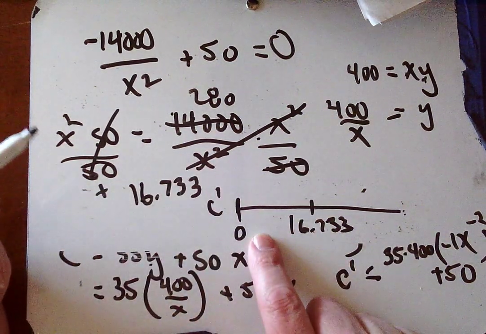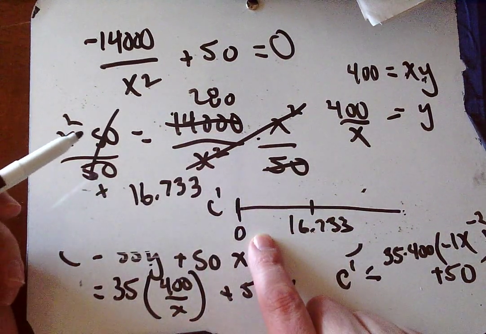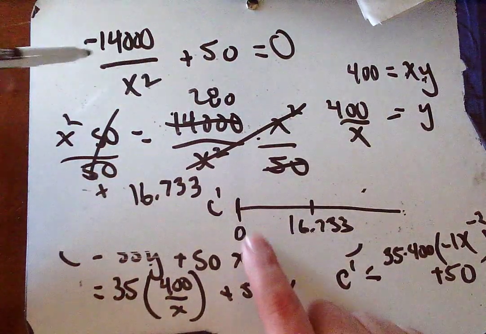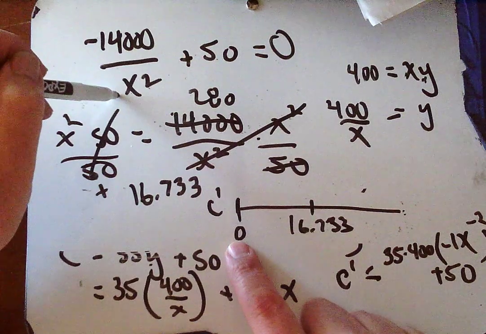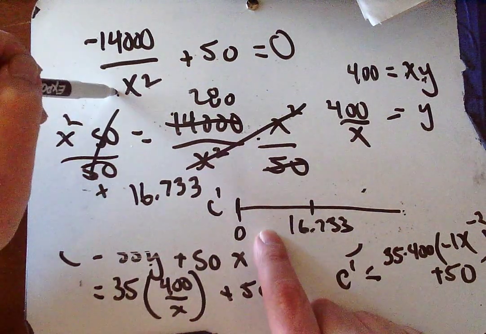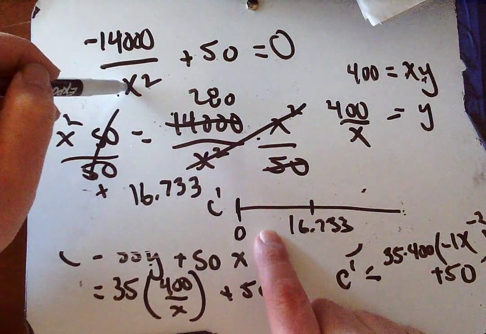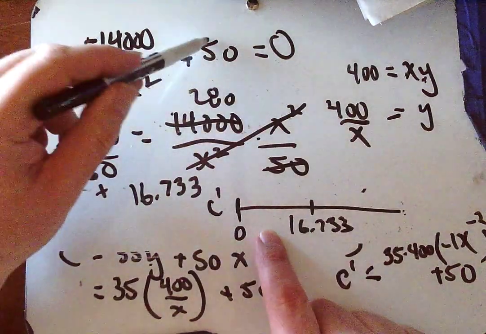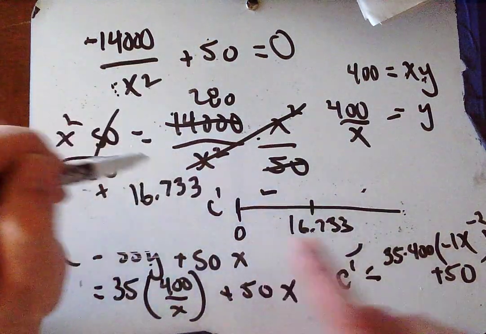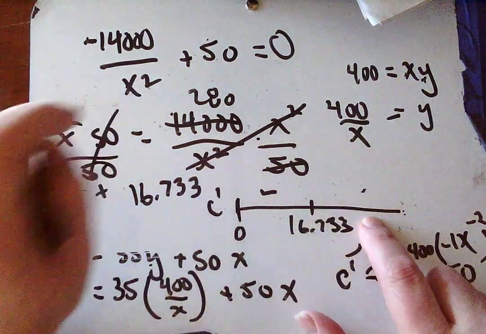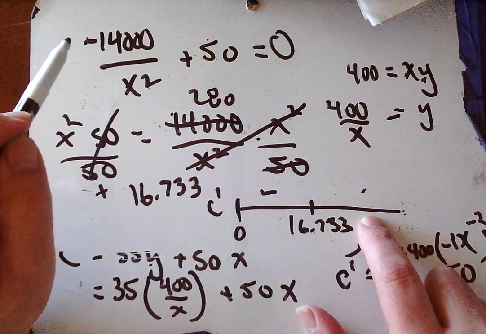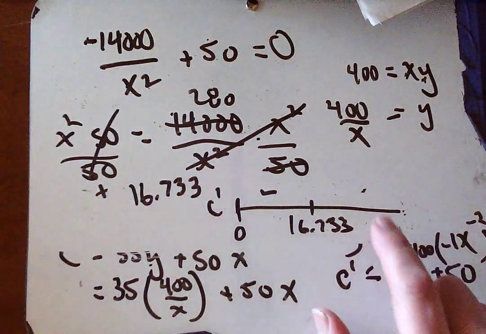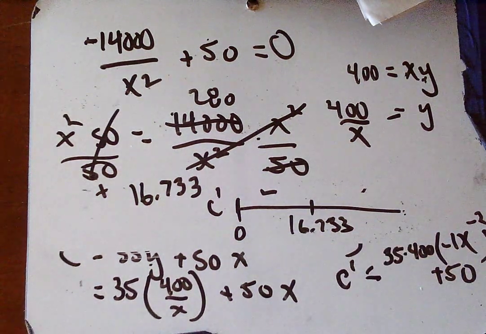So let's plug something into c prime, if we can find c prime again. Oh, here's c prime. I'm going to plug in not a 0, because the derivative doesn't exist at 0. And I'm going to plug in a 1. If I plug in a 1 here, I get negative 14,000 plus 50. That's definitely negative. And if I plug in something over here, like 100. Okay, so 100 squared is 10,000.